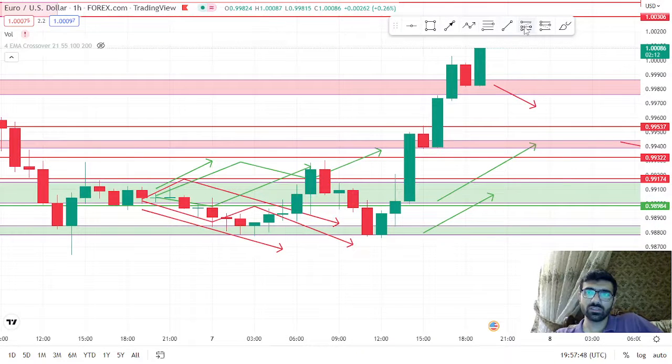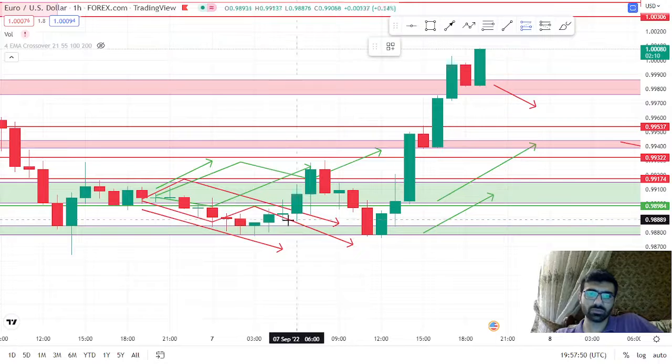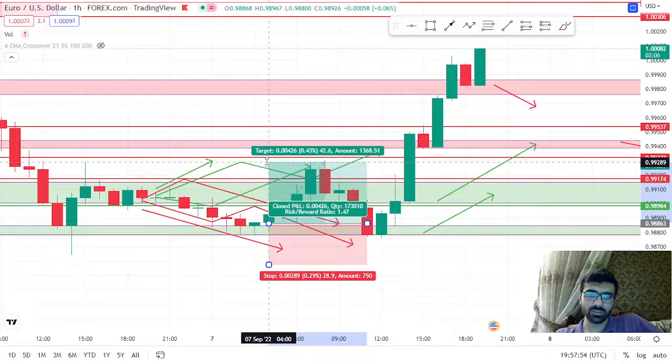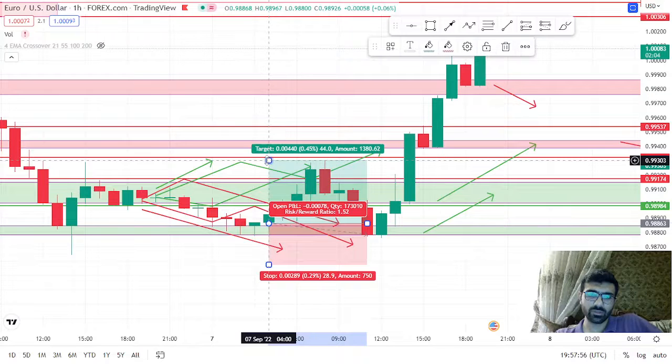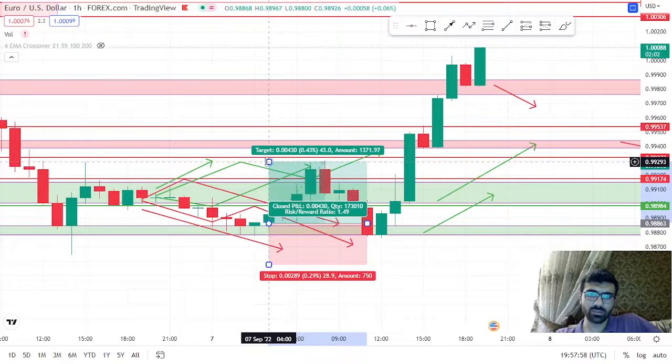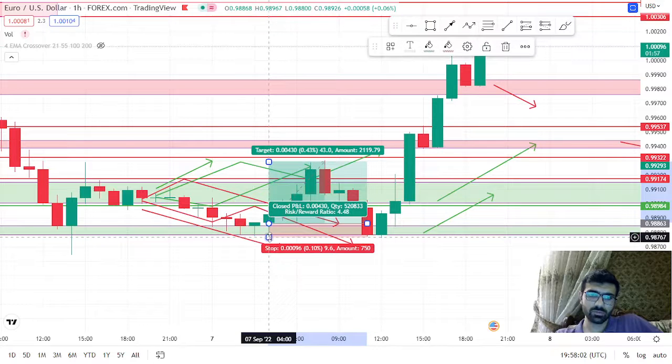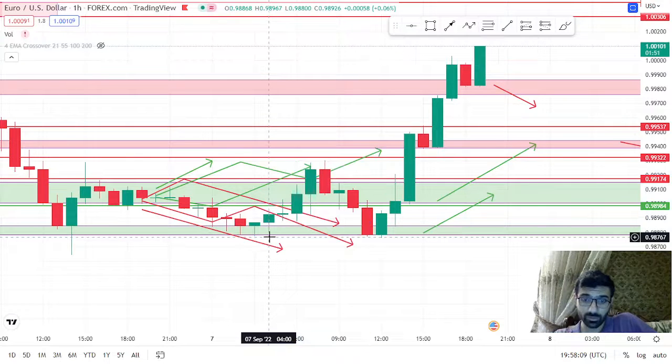And another position that we would have taken from here. Take profit would be approximately till there, and our stop loss would be approximately over here. So this is a good 4.4% profit on this trade.